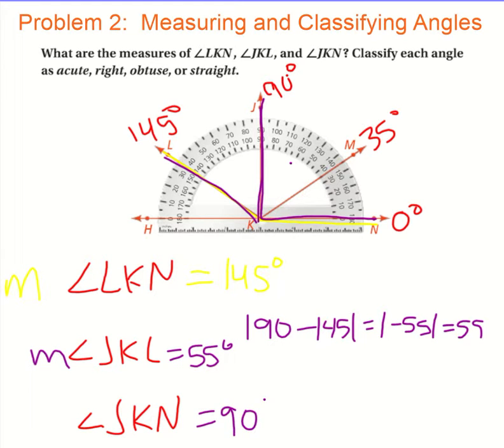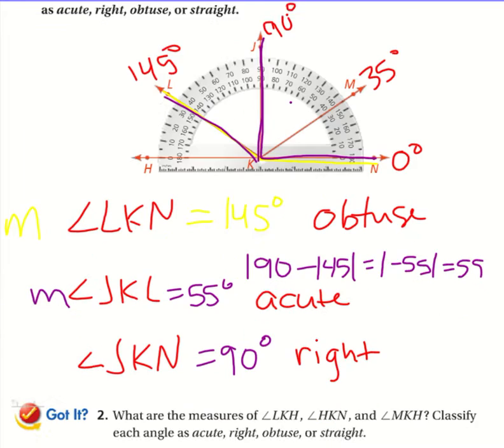And so now we go through and we classify these. LKN, it's greater than 90, but it's less than 180, so this would be an obtuse. JKL, it is greater than 0, but less than 90, so that's a little angle, it's acute. And JKN, that's exactly 90 degrees, that is a right angle. So there you have it.